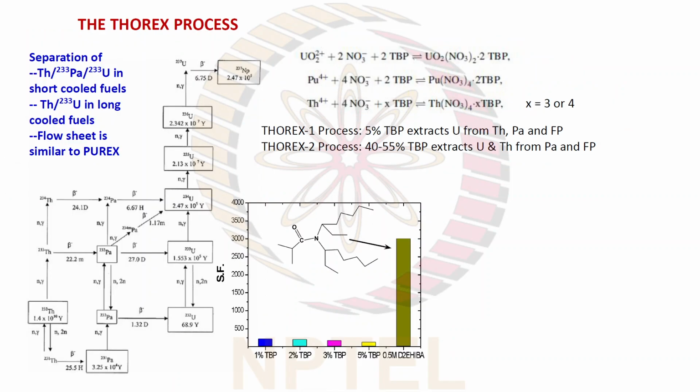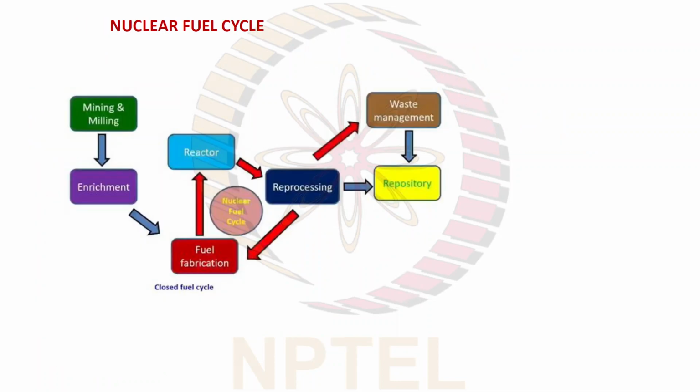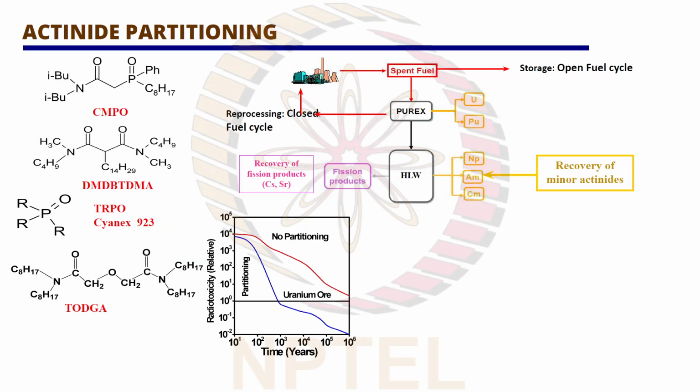The Thorex process is there, where separation of thorium, Pa, and U in short cooled fuels is done, and then Th232 in long cooled fuels, and the flow sheet is similar to Purex. So there is the nuclear fuel cycle: mining and milling, enrichment, and then fuel fabrication. In the nuclear fuel cycle, you have a reactor, then reprocessing, repository, and waste management. You can do actinide partitioning by using ligands like CMPO, DMDBTDMA, TRPO, TODGA, etc.